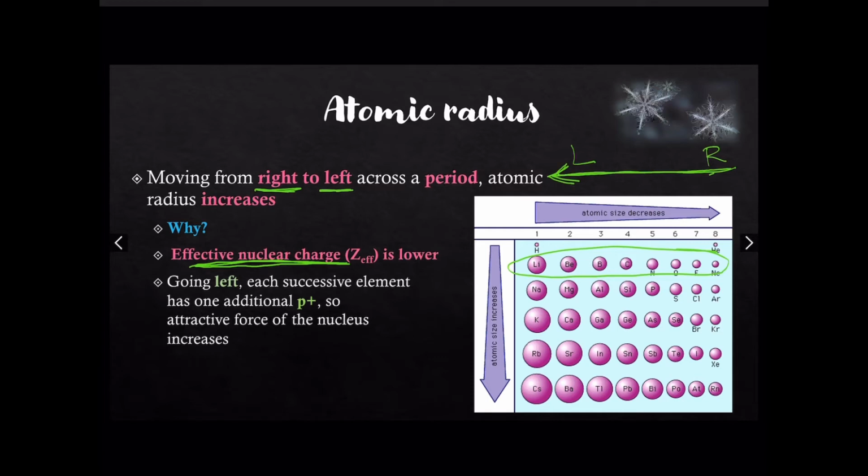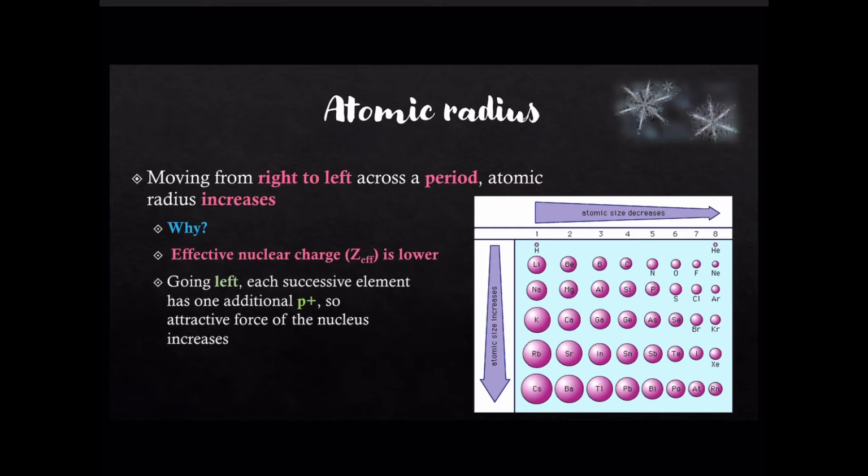So why is that the case? Well, as we move left in a period, each successive element, so as we go from lithium to beryllium, from beryllium to boron, from boron to carbon, from carbon to nitrogen, and so on, there is an additional proton in the nucleus. So because we have a stronger effective nuclear charge, the attractive force of that nucleus also increases, pulling those outer valence electrons in closer to the nucleus, reducing the size of the atom.